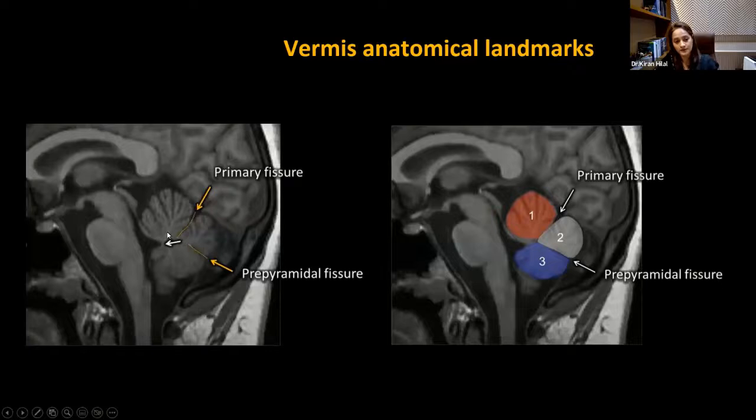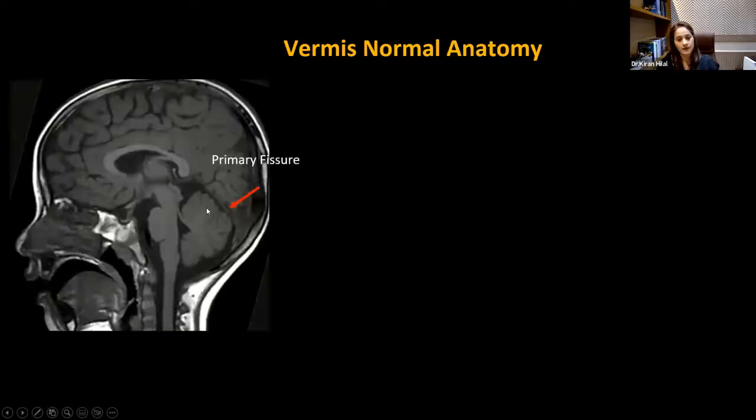So remember, this is the primary fissure, which divides the vermis into two broad halves. Any part of the vermis anterior to the primary fissure is the anterior portion of the vermis. The lobes posterior to the primary fissure are known as the posterior vermis. So, anterior vermis and posterior vermis.